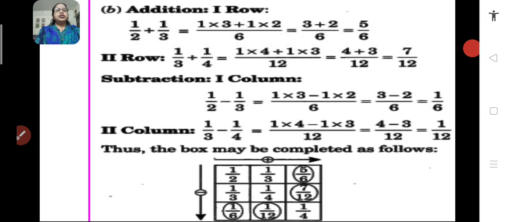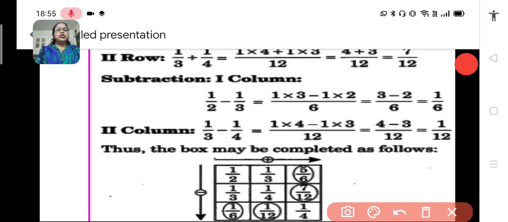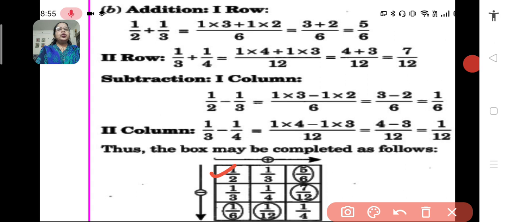So the first row will be addition, isn't it? The first row is addition, 1 upon 2 plus 1 upon 3. So the common denominator becomes 6, the LCM of 2 and 3, and what do we get? We get 3 plus 2 upon 6 and the result is 5 upon 6. So, 5 upon 6 is filled here.